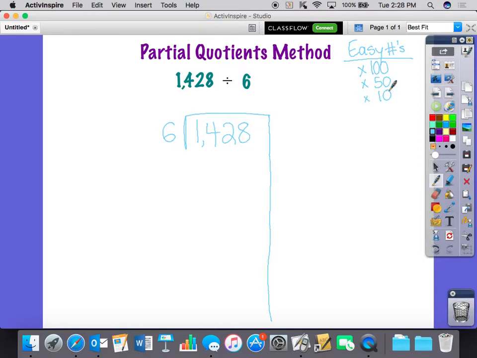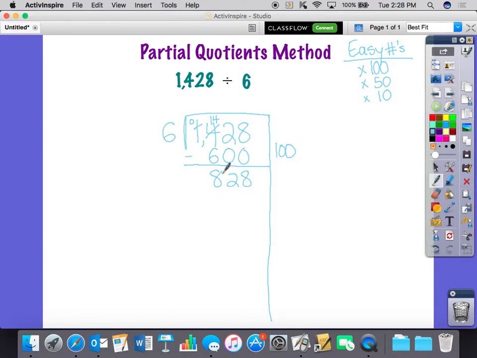All right, so if I look at this one, for the first one, I always start with 100. So I could do 6 times 100, and that would take out a chunk of this number, okay? So I put that on this side, and 6 times 100 is 600. I'm going to write it right here, and then I'm going to subtract, okay? So 8 minus 0 is 8. 2 minus 0 is 2. And then I'm going to borrow. So 14 minus 6 is 8, okay? And now I have 828 left, okay?